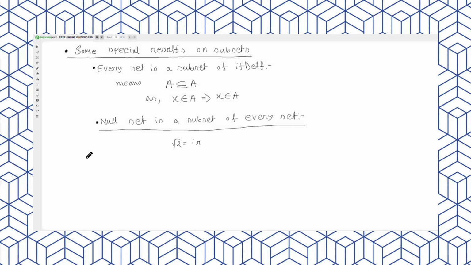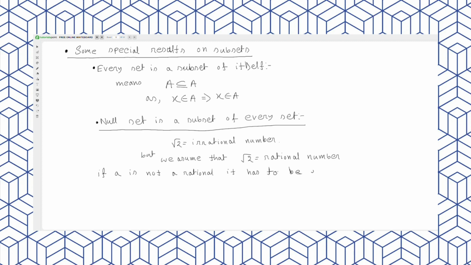We know that root 2 is an irrational number, but we have to prove that by contradiction. That's why we have to assume that root 2 is a rational number, which is wrong. So in the number system there are only two types of number. One is rational, another is irrational. If a number is not rational, then it has to be an irrational number, right? So our aim is to make my assumption wrong.